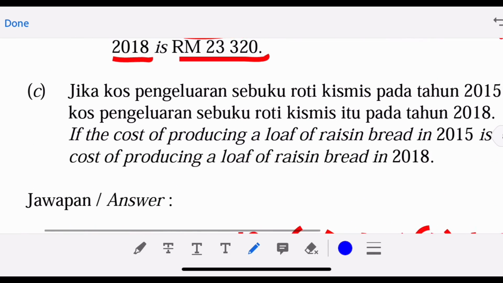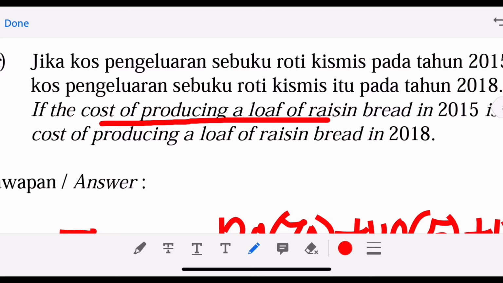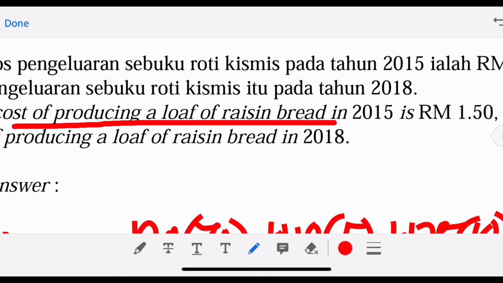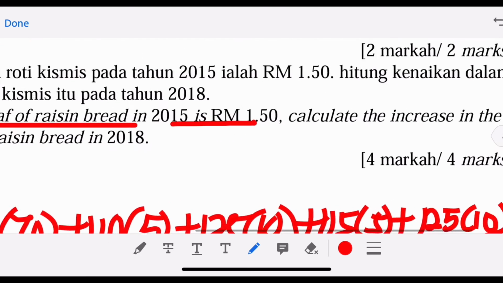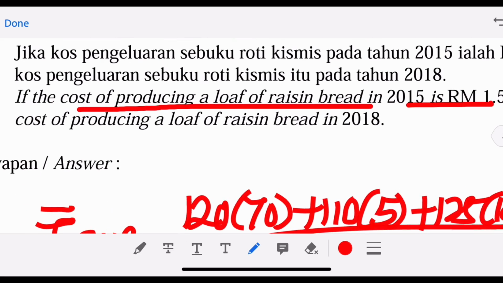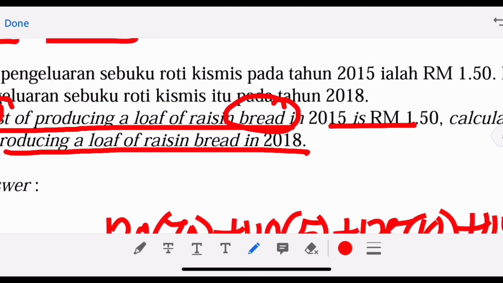Alright. So for the last part of this question, if the cost of producing a loaf of bread in 2015 is RM1.50, calculate the increase in the cost of producing a loaf of bread in 2018. The cost for the whole product, the bread. The bread consists of many ingredients, so that means we will use a composite index.